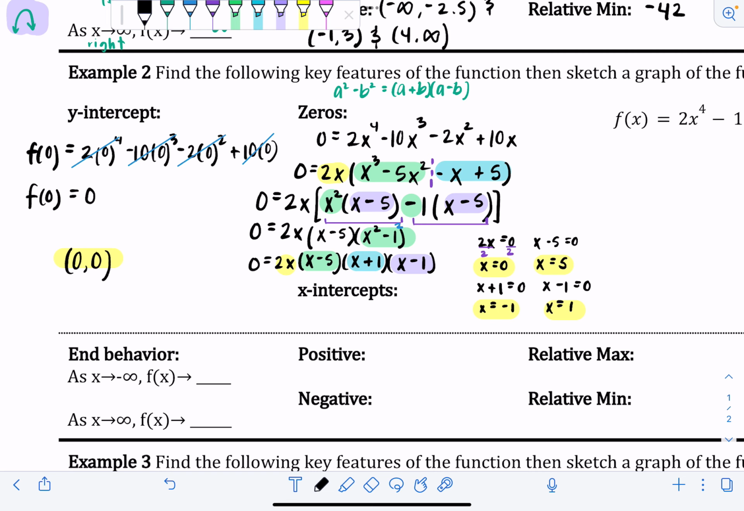Okay, and then for the x-intercepts, it's those numbers, I just have to write them as points. So it'd be 0, 0. If you have a point 0, 0 that's exactly on the origin, it's both an x- and a y-intercept. And then 5, 0, negative 1, 0, and 1, 0. It's all of my x-intercepts.